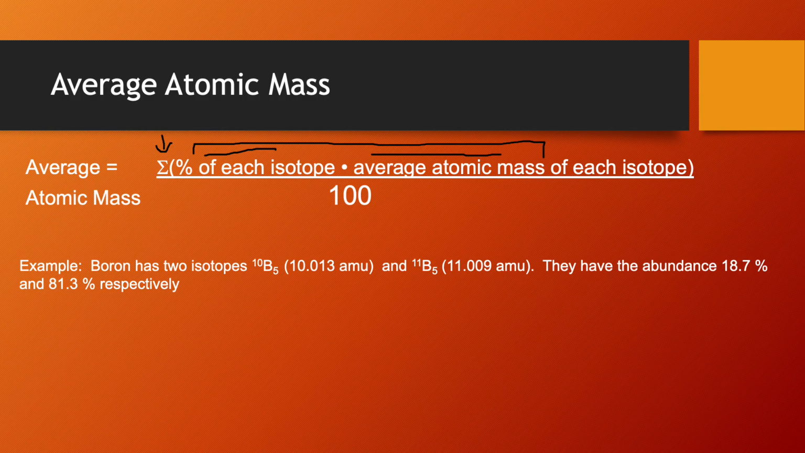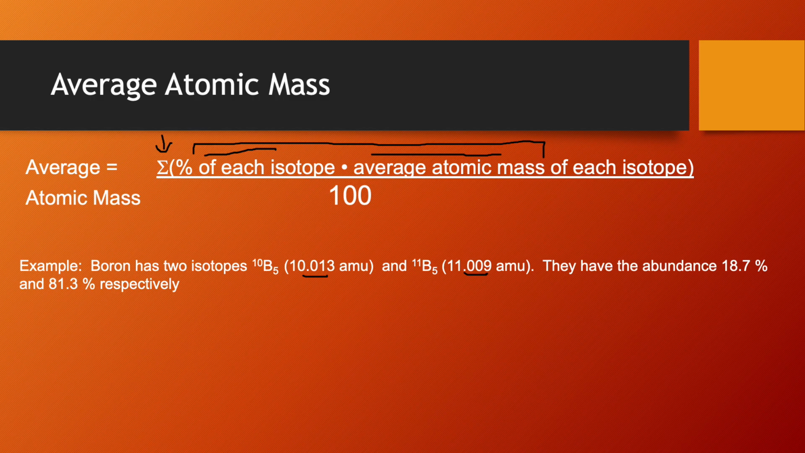Boron has 2 isotopes. I have boron 10, which has 10.013 atomic mass units, and boron 11, which has 11.009 atomic mass units. Now, you're wondering, okay, how is it possible that the isotopes have decimals in them? That has to do with looking at some other factors involved with the binding of the particles. We're not getting into that. This information would always be given to you.